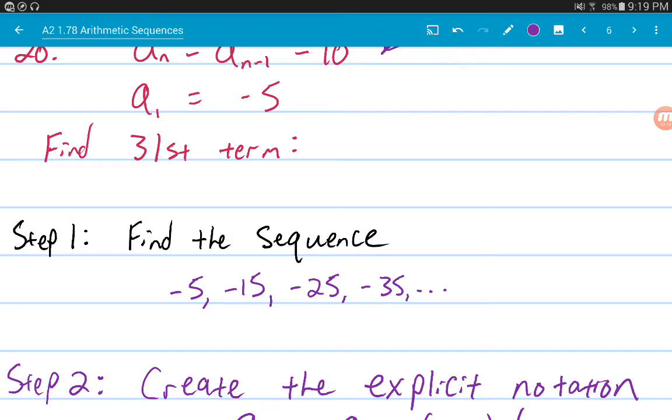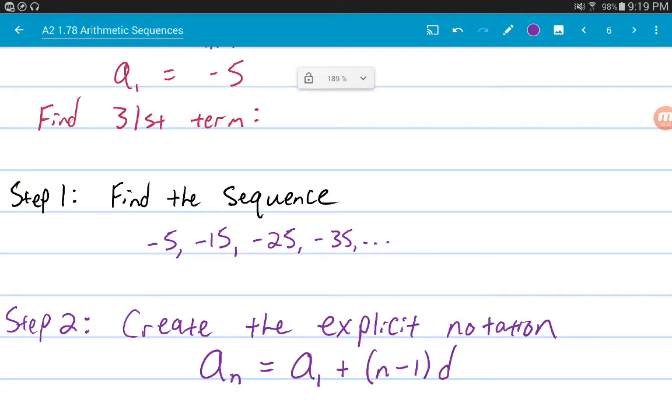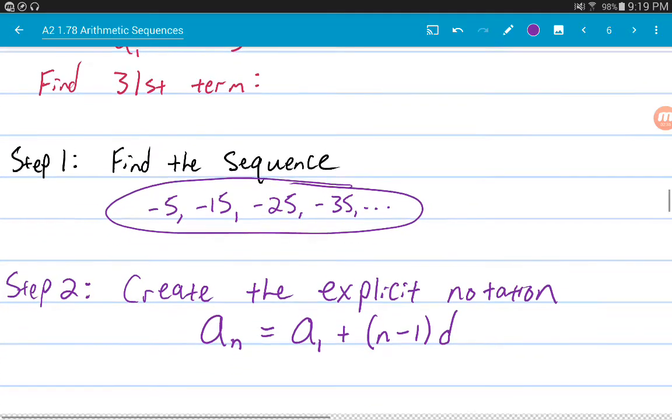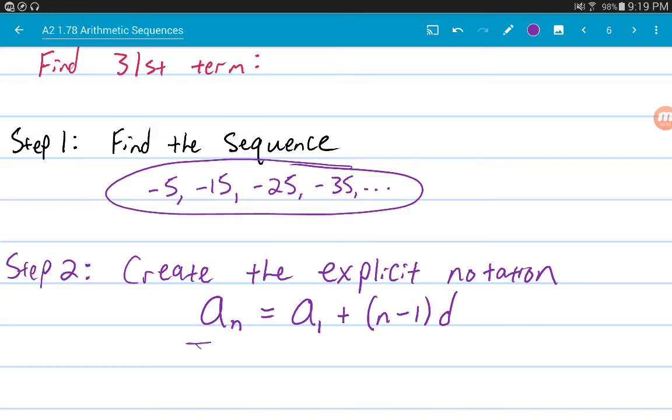So that's the sequence. Now I wouldn't want to count all the way to 31 here to figure out what the 31st term is. That seems like a lot more work. So the way that I want you to do it is by creating the explicit notation now that you have the sequence. They give you this template right here on the reference sheet, so you can use it from your notes. You don't have to memorize it.